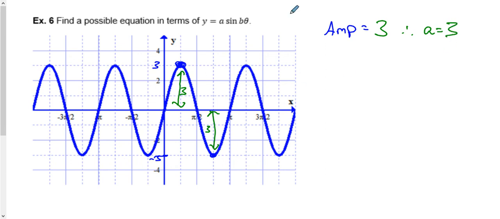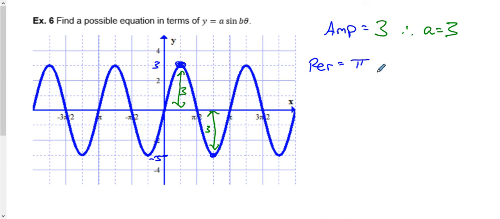To find our period, well, when does one full cycle occur? It's starting at 0, goes all the way up, goes all the way down, and then all the way back up at pi. And then once at pi, we're restarting that process of going up again. So our period is equal to pi.